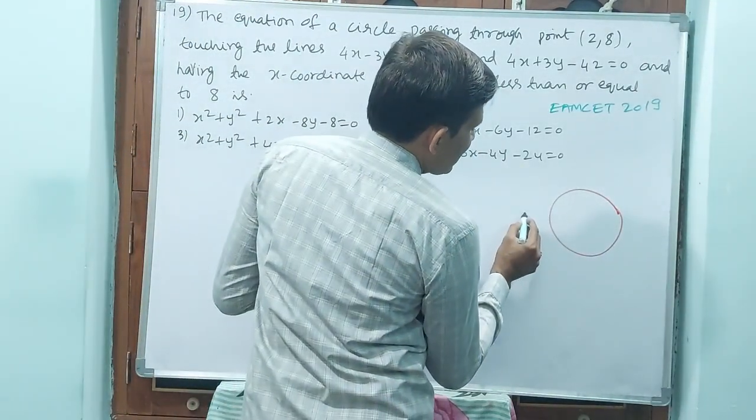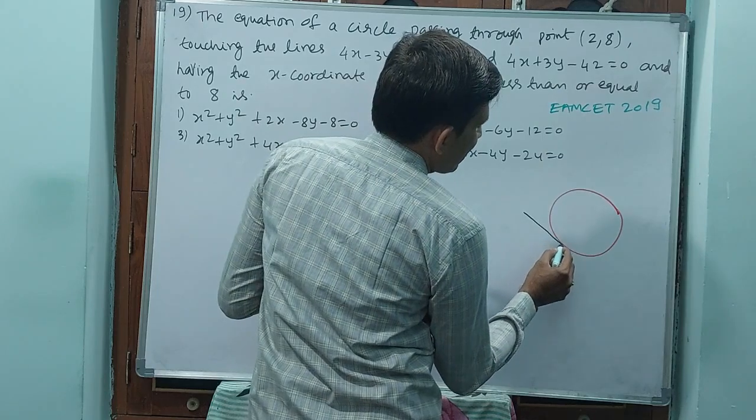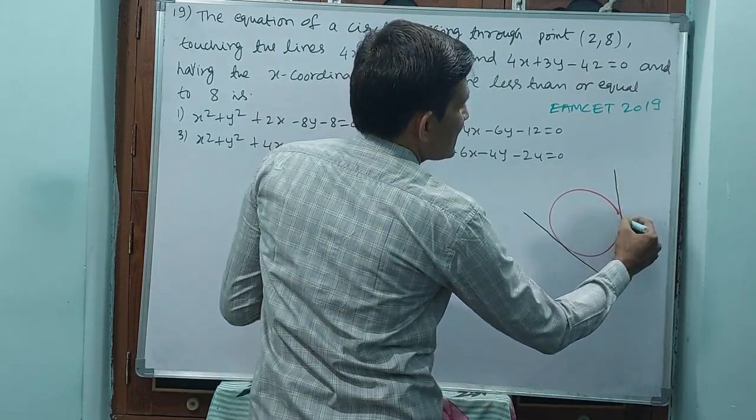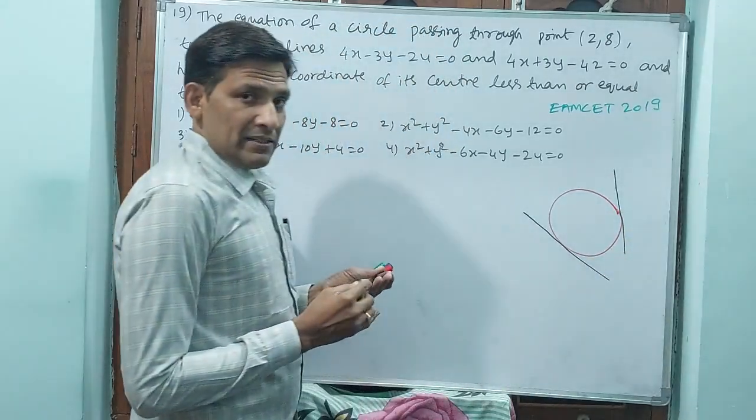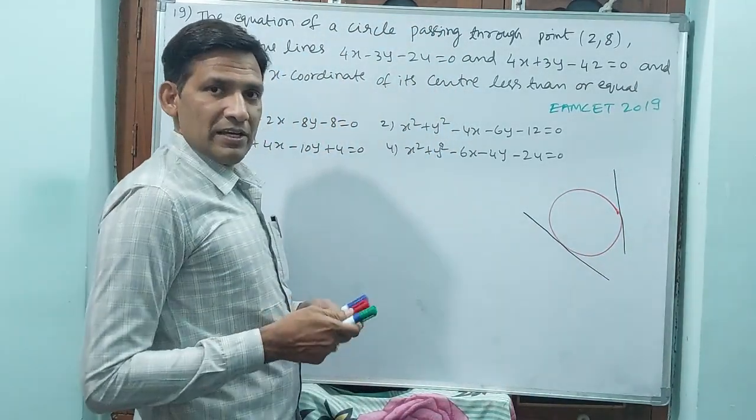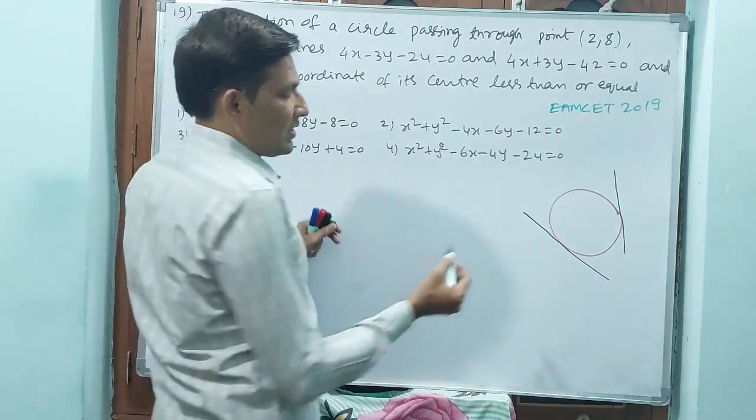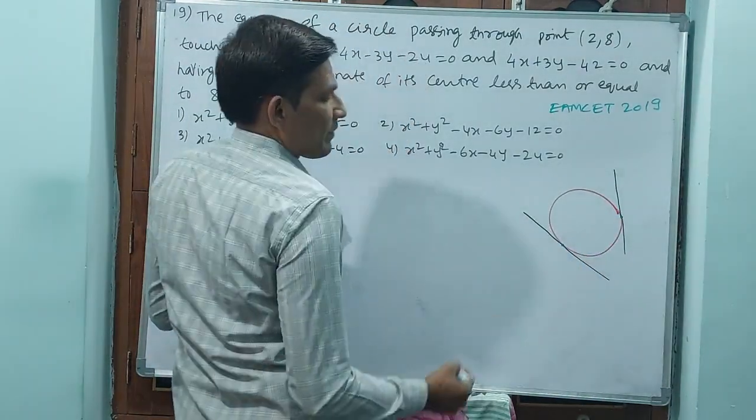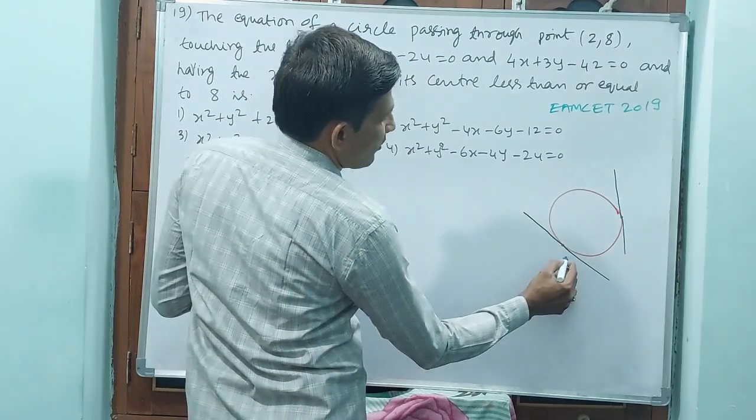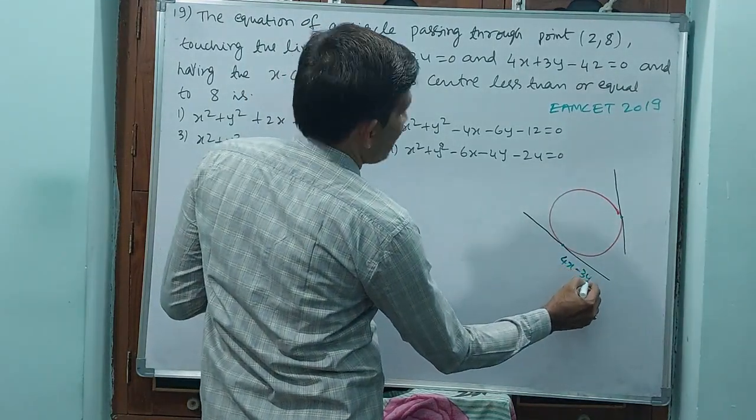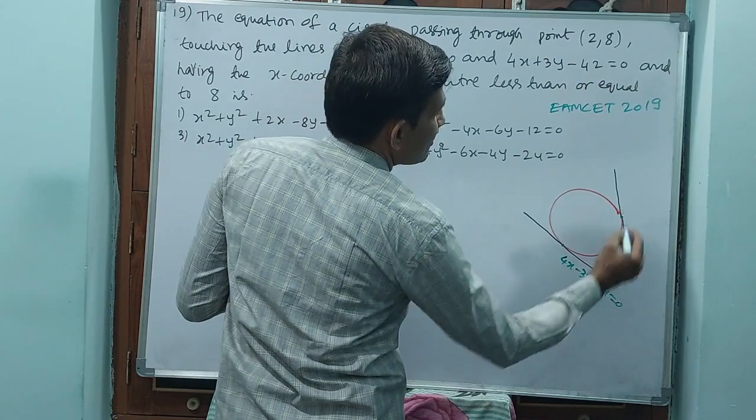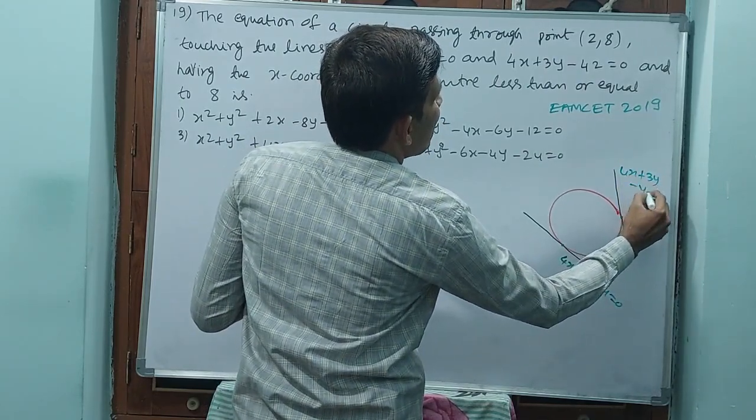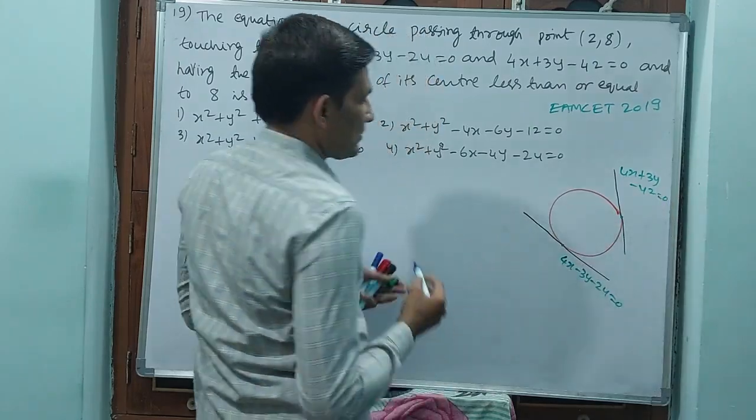See, one circle, let it be touching like this with one line, and another one, let it be touching like this. We don't know exactly, because they have not given that. Okay, touching at one point, touching at one point. This line is 4x minus 3y minus 24 equal to 0. This other line is 4x plus 3y minus 42 equal to 0.